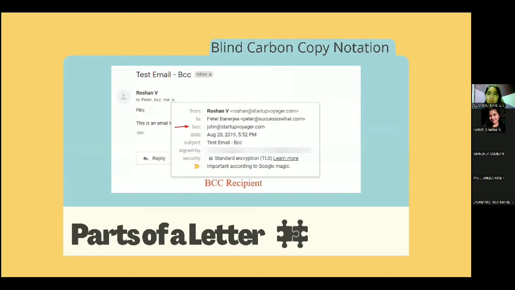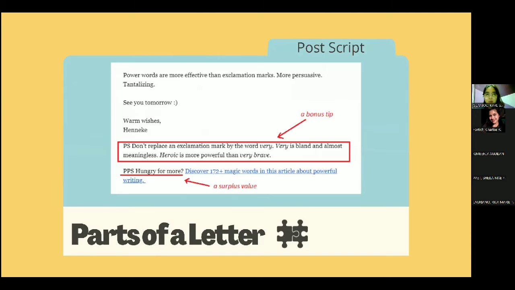Blind carbon copy notation, or BCC notation, is used to indicate people who will receive copies of the message in secret or without the knowledge of the other recipients. Next slide, please. Postscripts: postscript or PS, or nota bene or NB. This is to emphasize something or add something you forgot to include in the body. And that is all for the letter parts.